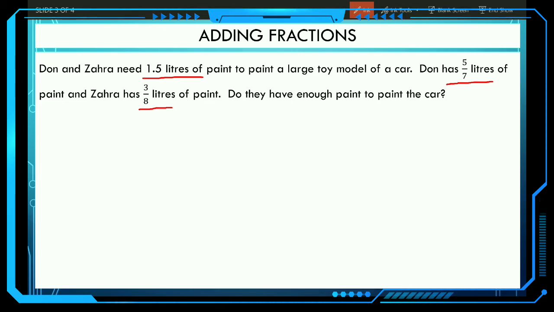So if they both brought their paints together, then what we're saying is if we add those two values together, do we get 1.5 litres or more? Because if we get 1.5 litres or more, that means we have enough. If it's less than 1.5, then that means it's not enough. So let's have a go at this. So 5 over 7 plus 3 over 8.